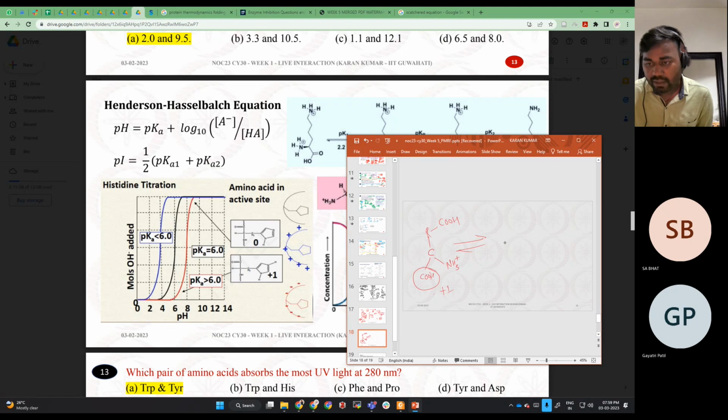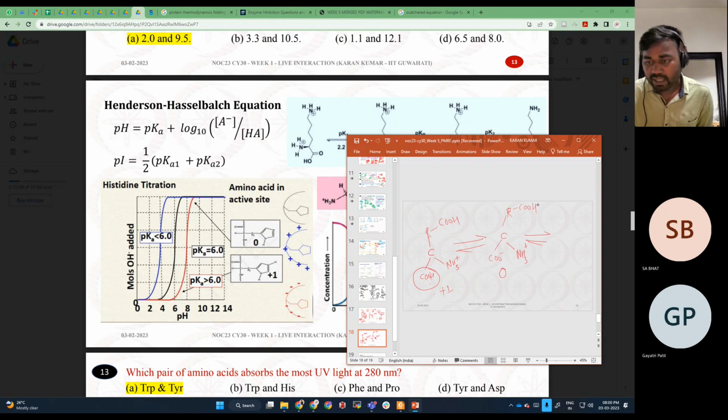Now after losing this proton, you will exist in a 0 charge, because this is -1 and this is positive. Now you will get the 0 charge. In the second step, that will be the NH3 plus and CO minus, and your side chain is still having COH.